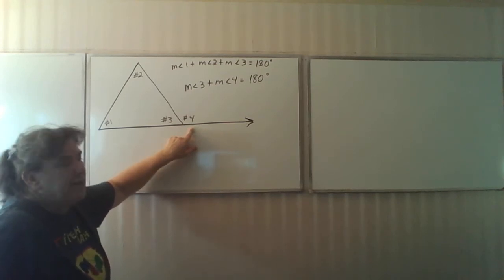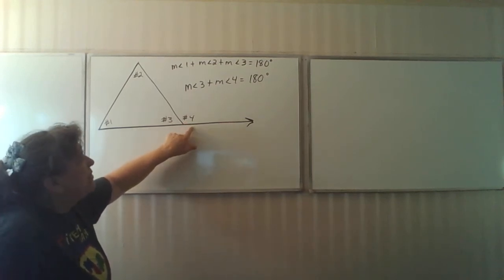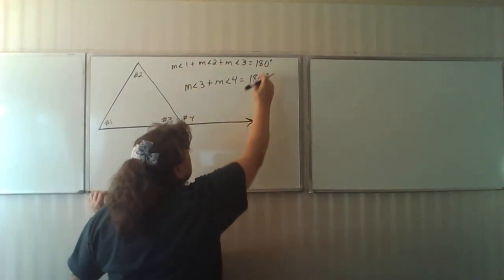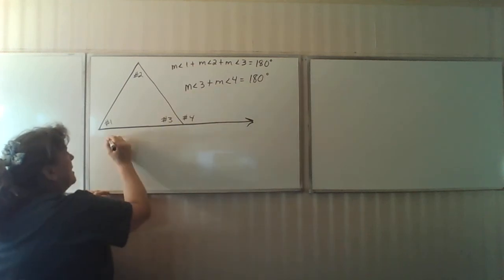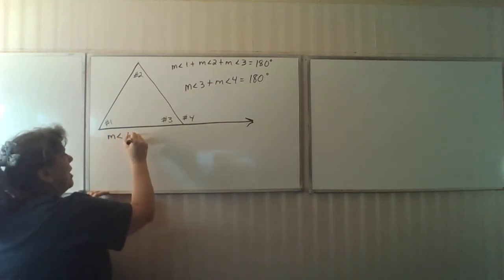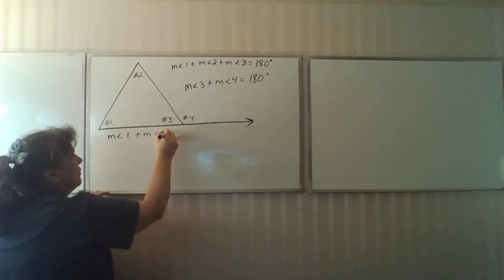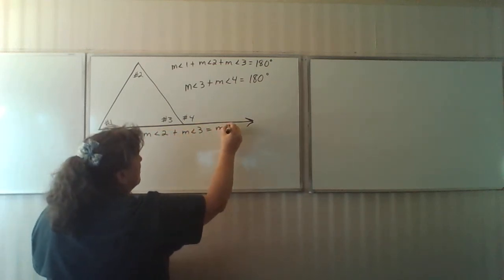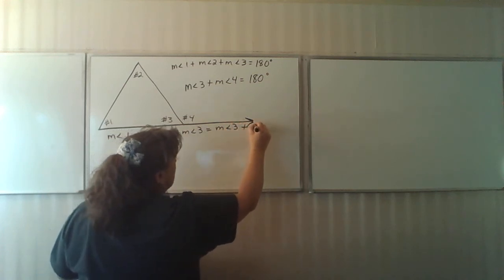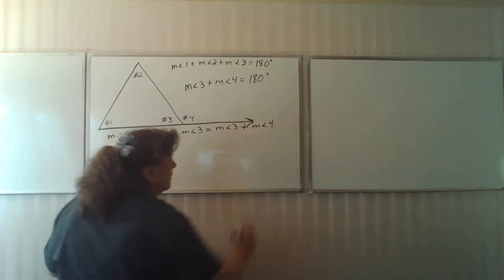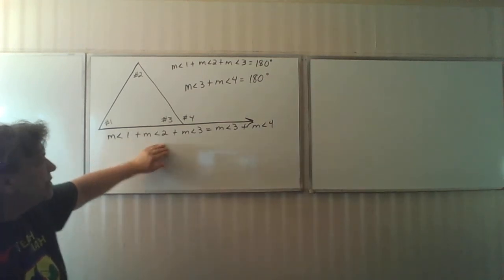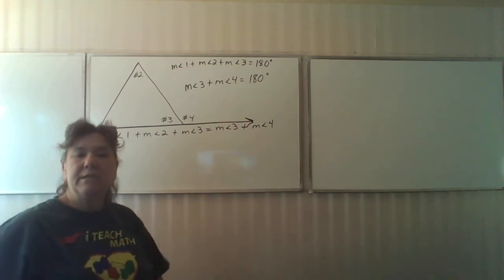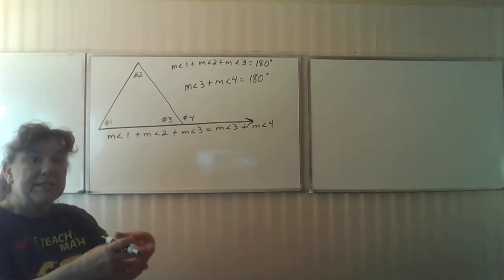Okay, well, let's look at that. Let's look. What does the measure of angle 4 equal? So, since this equals this and this equals this, we can say that the measure of angle 1 plus the measure of angle 2 plus the measure of angle 3 equals the measure of angle 3 plus the measure of angle 4. Since this equals 180, that also equals 180. They have to be able to equal each other because they both equal the same thing.